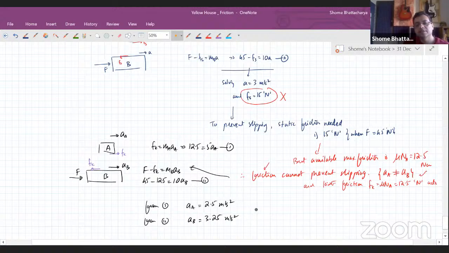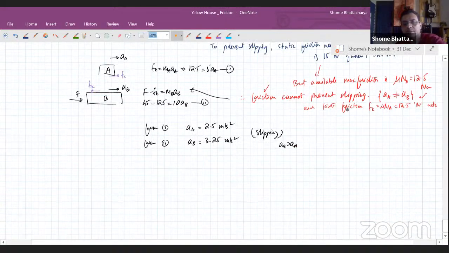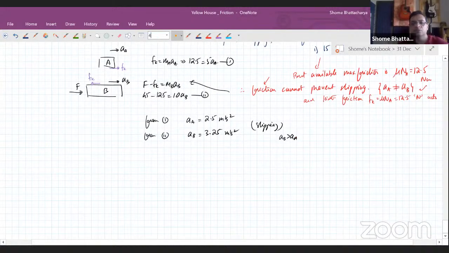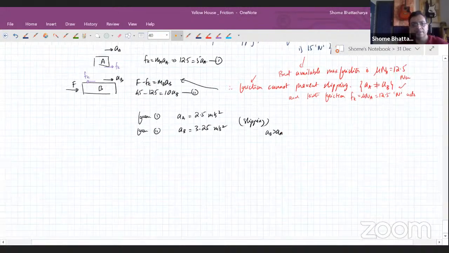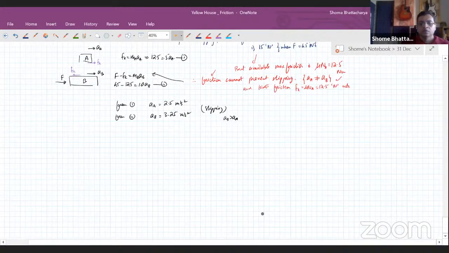So they will have different accelerations. So there is slipping between them, because acceleration of B is becoming more than acceleration of A. So B is slipping from under A because we are applying too much force. Friction is not able to catch up with the extra amount of force we are applying. So the block B is slipping from under block A. It has a larger acceleration. Okay. So hope this is clear.